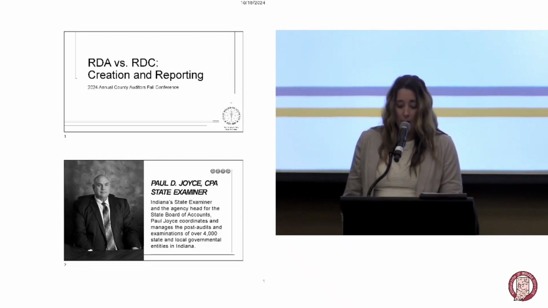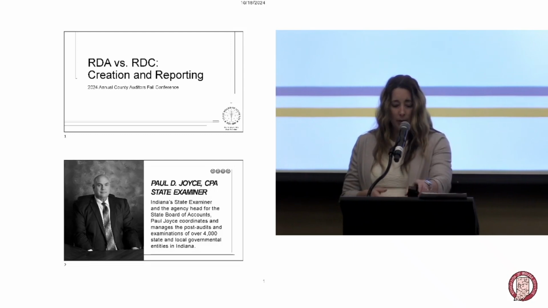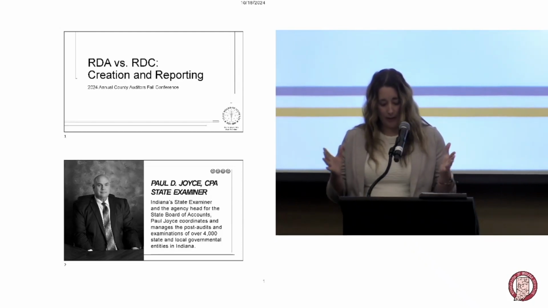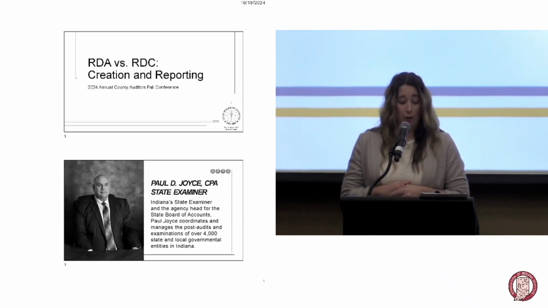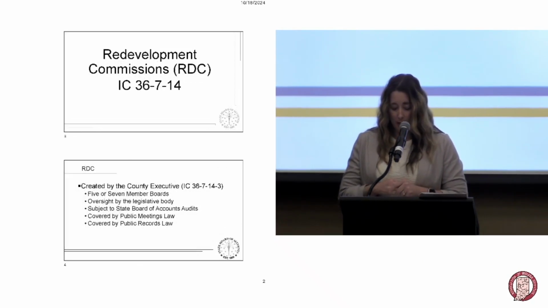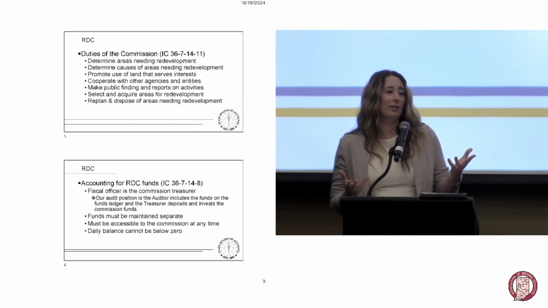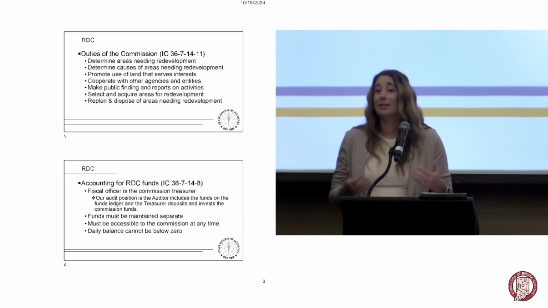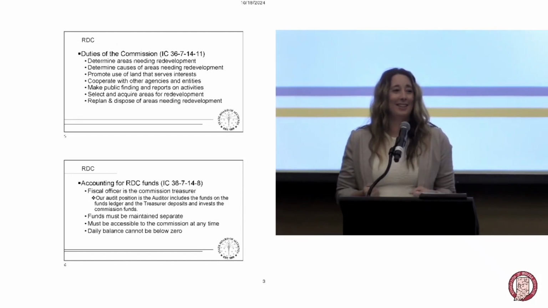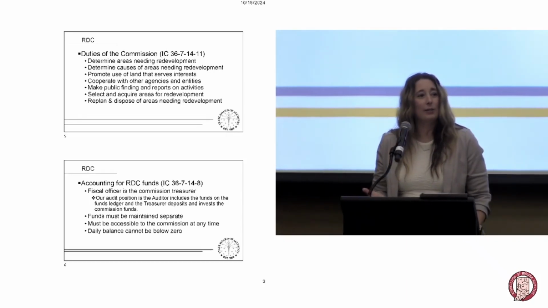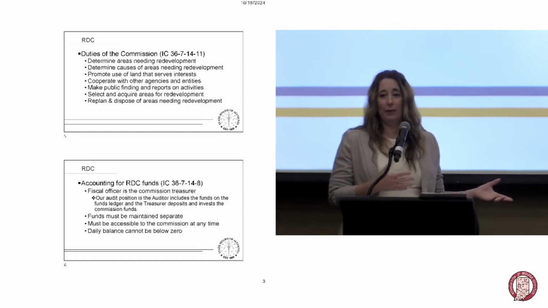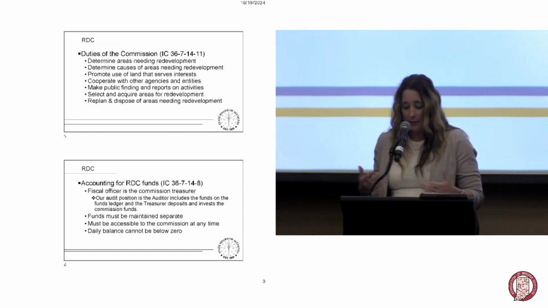Okay. So as we go through the statute, there's a couple of provisions here. If you read 36-7-14, here's what it actually says: the fiscal officer of the unit establishing the Redevelopment Commission is the treasurer of the Redevelopment Commission. So who's the fiscal officer of the county? So like the auditor. That gets kind of confusing, right? So as the auditor, you are the treasurer of the Redevelopment Commission. And it gives some responsibilities.